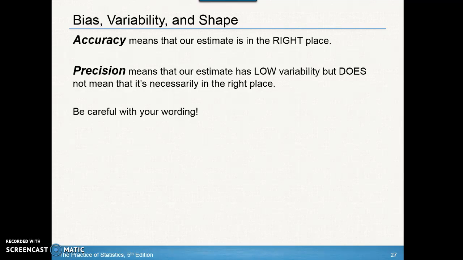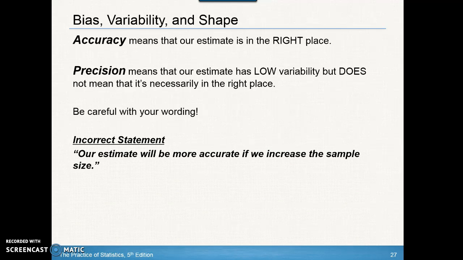So accuracy, we hit the mark. Precision means that we're really precise in where we shoot, but it doesn't necessarily mean it's in the right spot. Precision is sort of like variability, in the sense that if you have low variability but it's in the wrong spot, you still have a biased estimator. So precision means I'm really good at hitting the same wrong mark every single time. Whenever you use these two terms, you just want to be careful with your wording.